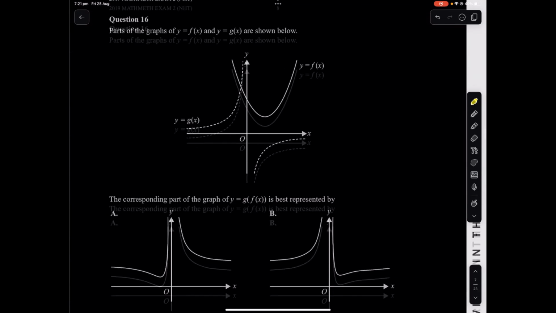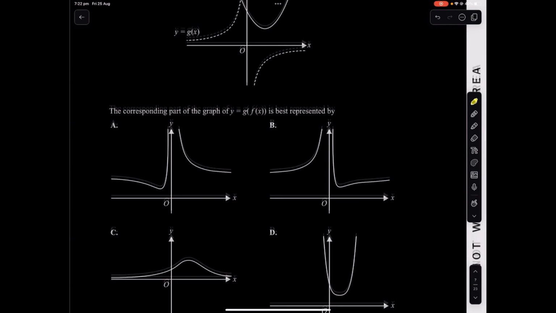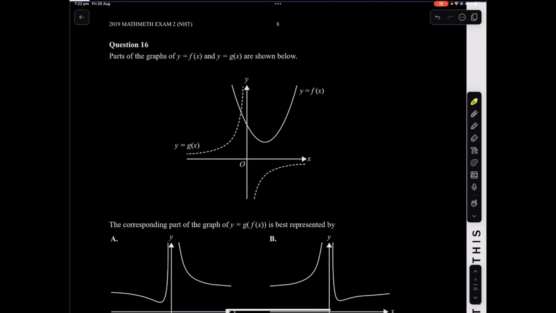Part of the graph of y equals f of x and y equals g of x is shown. Corresponding graph of g of f of x. I'm going to do this quick. There's a quick method. These are basic graphs. Let's just say this equation f of x is x minus 2 squared plus 3. And let's say that g of x is negative 1 over x. Yep, because it's a negative hyperbola.